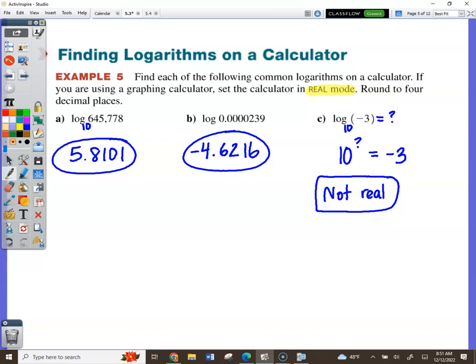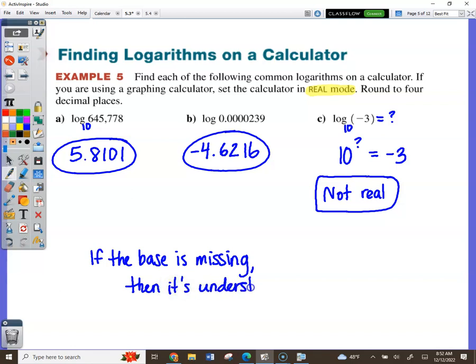Let's make a note down here. Just a reminder: if the base is missing, meaning not labeled, then it's understood to be base 10, which was the case on all of these. If the base is missing, it's an understood base 10 every time.